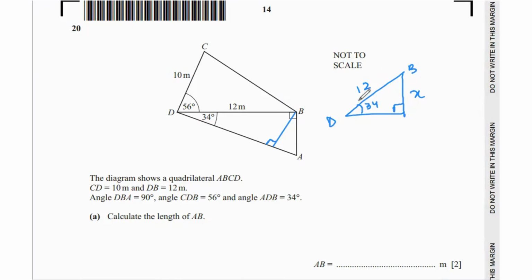We have the hypotenuse, we have the angle, we have to find the opposite. So we'll use sine 34 equals x over 12. Multiply 12 with sine 34, and that gives us the value of x as 6.71 meters. That's the value of x.